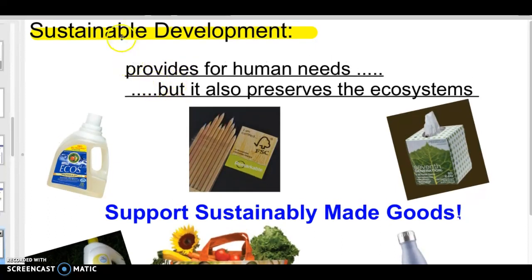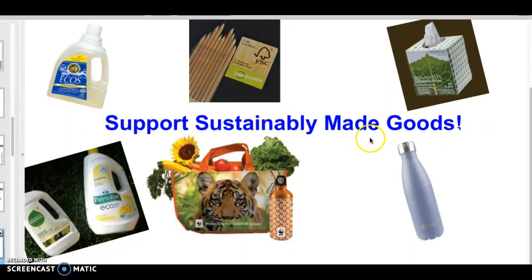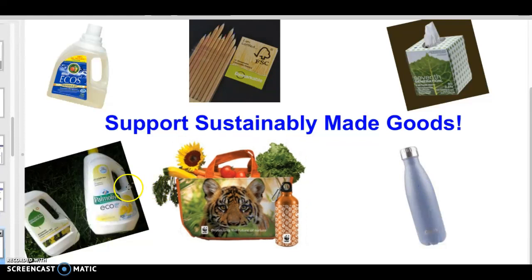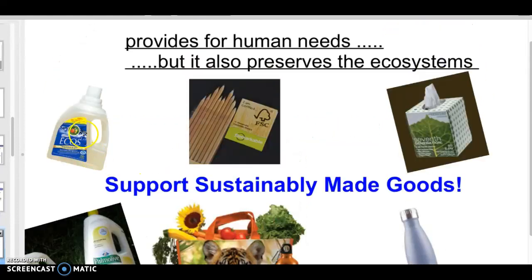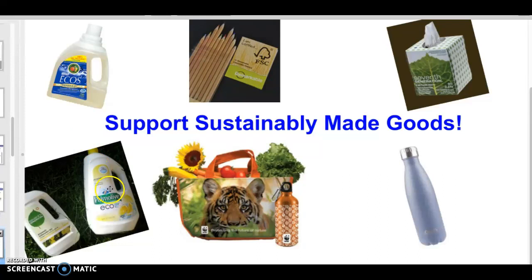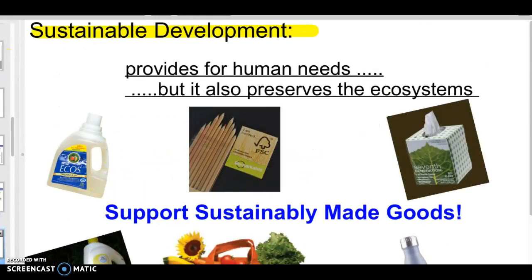So there's something called sustainable development, which means we try to still get our human needs met, but preserving the environment at the same time. So here are some pictures and examples of recycling, using reusable water bottles and reusable bags when you're shopping, and using eco-friendly cleaning supplies so that when they get into the water supply, they don't harm the environment. But we're still getting the needs that we want.